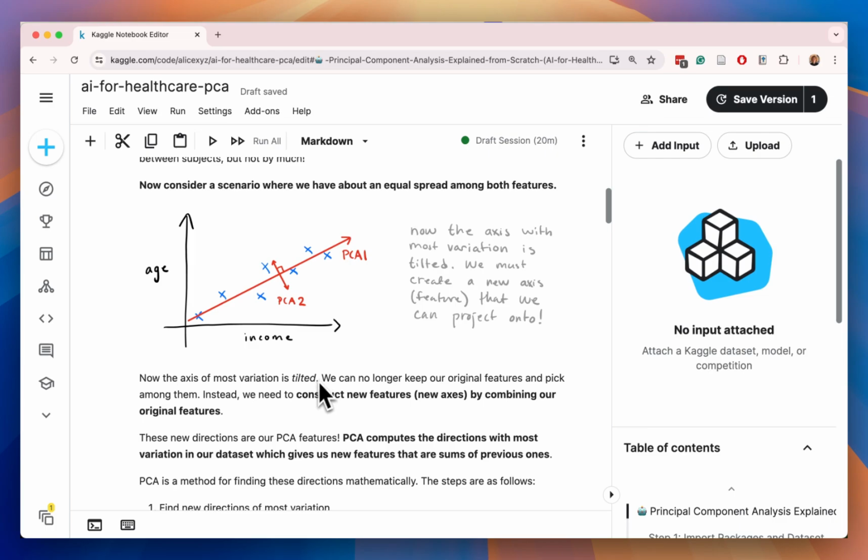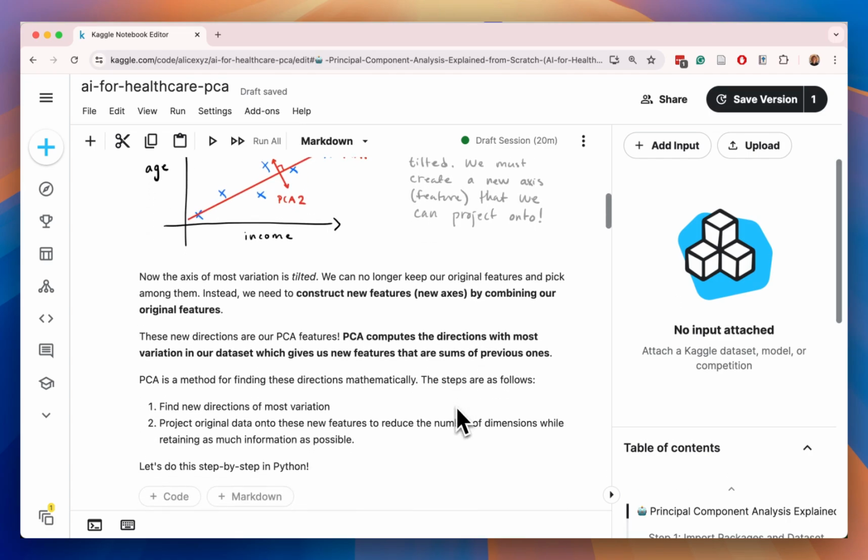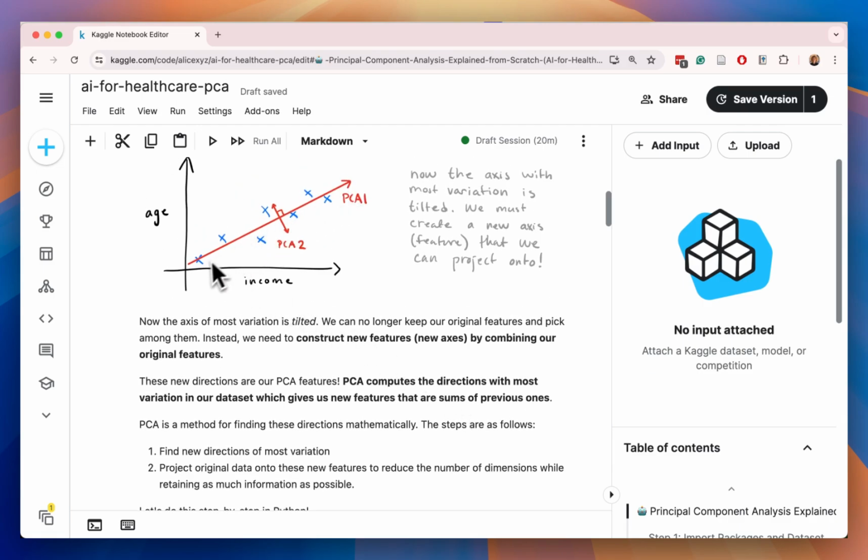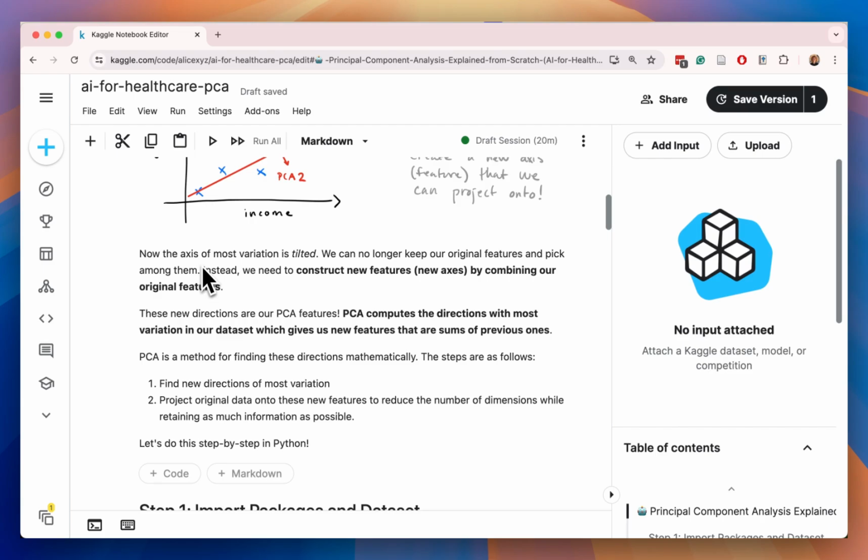Instead, we need to construct new features or new axes by combining our original features. And these new directions in the data, that is our PCA features. PCA computes the directions with most variation in our dataset, like here, which gives us new features that are sums of the previous ones. And PCA, or Principal Component Analysis, is a method for finding these directions mathematically.